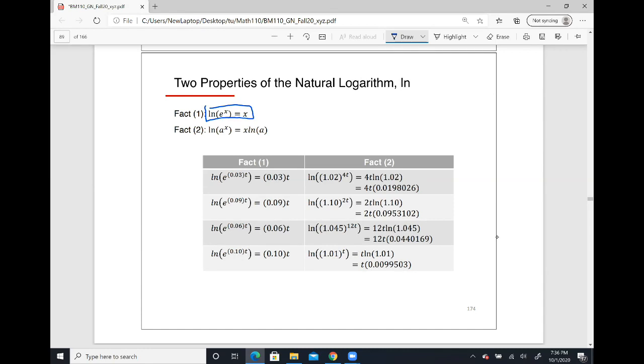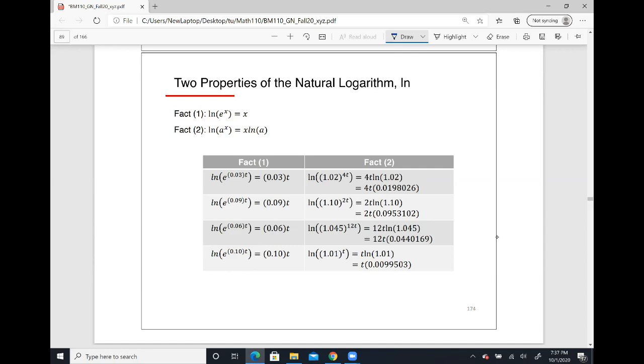And another one is, if you have ln of a to the power x, then you just move the power x out to the front of the ln. Because of the ln, you can move the x out from the power to be like a normal base number. So that is fact 2, or the second property of the natural log.